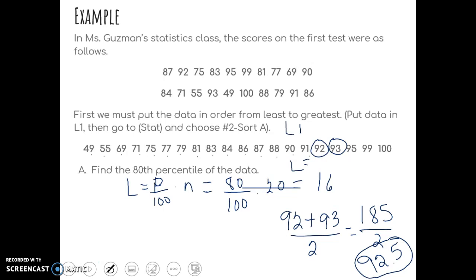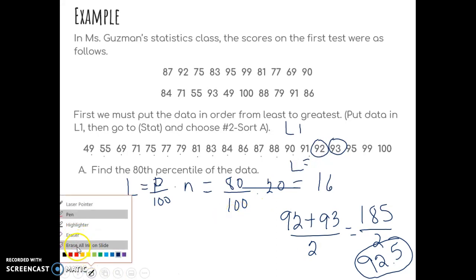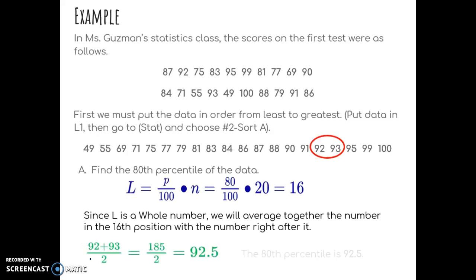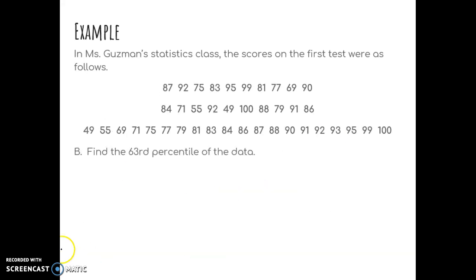So if you separate the data and put a boundary at 92.5, it would split the data into the lower 80% and the upper 20%. That's what we would have found when we do that. All right, pause the video and you try the 63rd percentile.